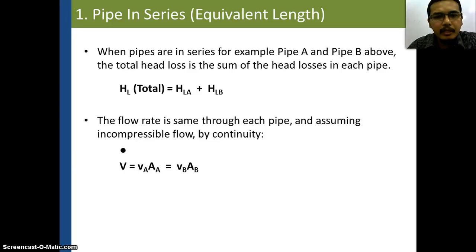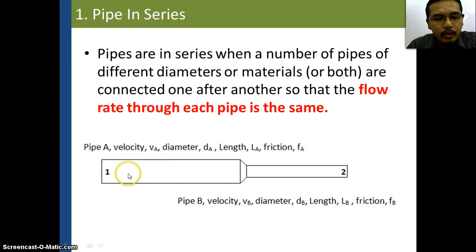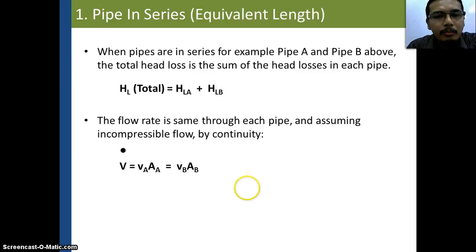Okay, as I said, in the industry, we need to simplify this pipe in series. As you can see from the first slide, we want to simplify these two different pipes, with two different materials and two different diameters. We want to simplify them to one type of diameter and one type of material, as one single pipe. From the two pipes, we need to simplify to one pipe. So we need to find the equivalent length for the pipe in series.